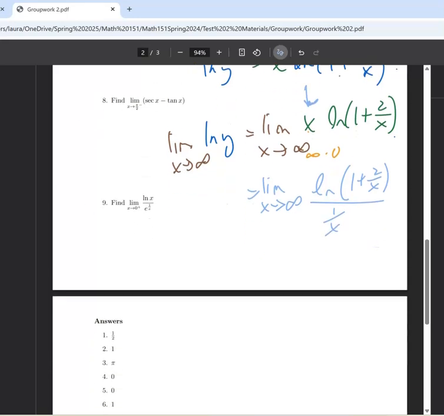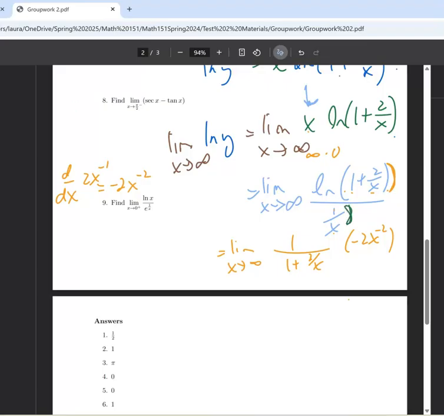All right, now I'm going to take the derivative, but check it: is it L'Hopital ready? If I put in infinity, I get ln of 1, which is 0, and 1 over infinity, which is 0. It is L'Hopital ready, so let's do it. If I take the derivative of the numerator, you see the chain rule: 1 over stuff times the derivative of stuff. The derivative of 2 over x, if you have to do it on the side, 2 over x is like 2x to the negative 1, so that gives me negative 2x to the negative 2. So that's the derivative of the numerator.